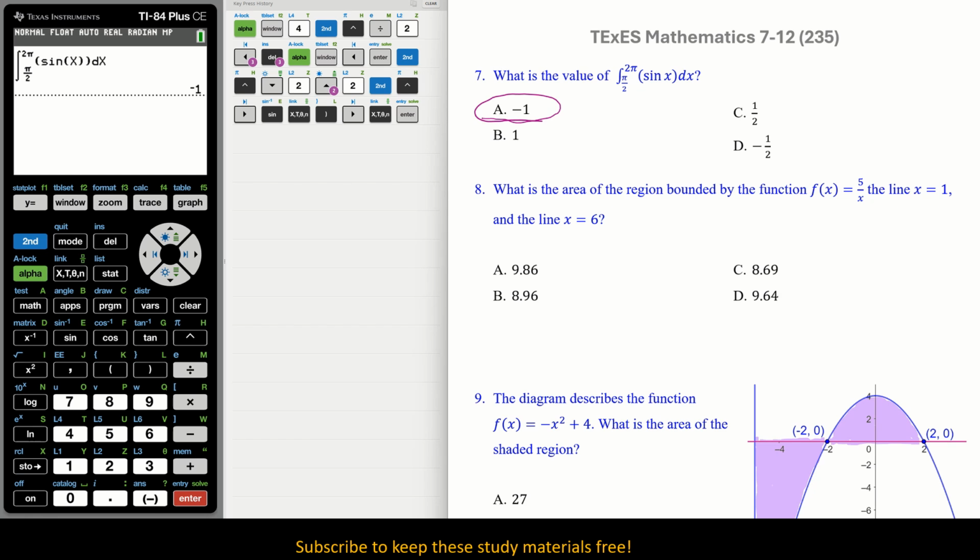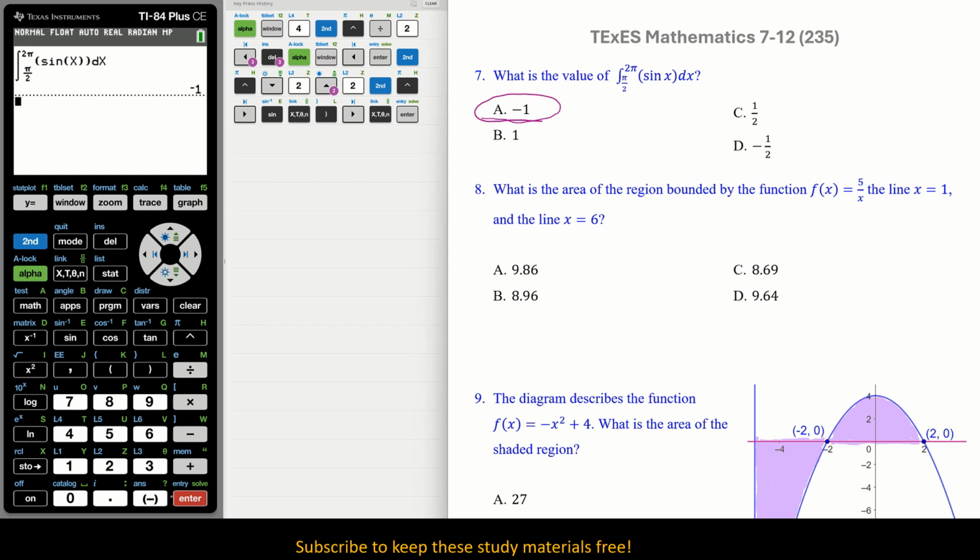I'm sure you've all done integration step by step, going through the motions. It can be so tedious with your eyeballs crossing sometimes. I love the TI-84 when it comes to this. It's so much easier. Okay, let's go to number 8.